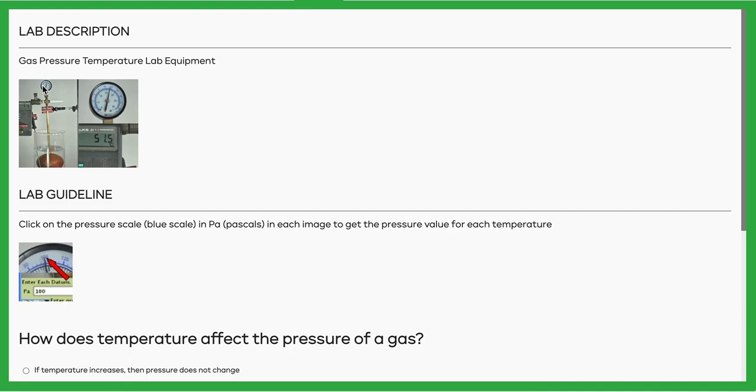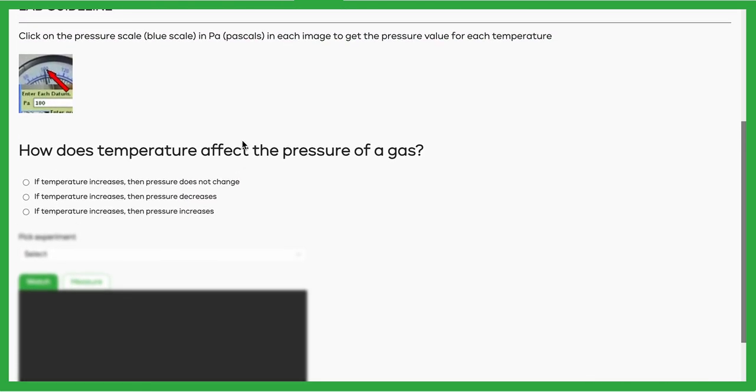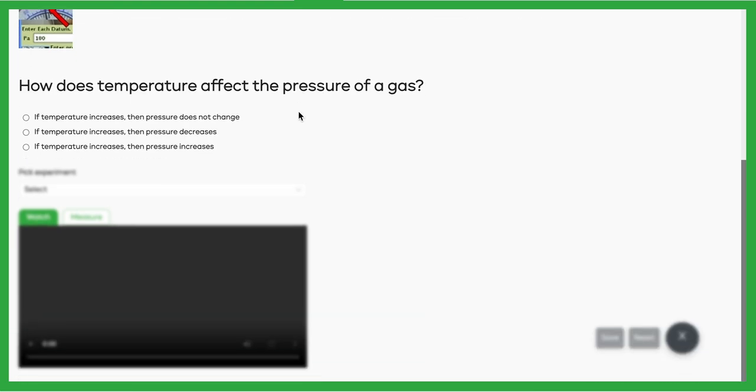And now at the tip of that metal sphere, we've got a pressure gauge and we've got a thermometer so we can measure the temperature of the water bath surrounding the metal sphere. If I raise the temperature, what's going to happen to that pressure gauge? Let's find out. So you'll notice that your job is going to be to click on the pressure scale and to get that pressure value as we raise the temperature.